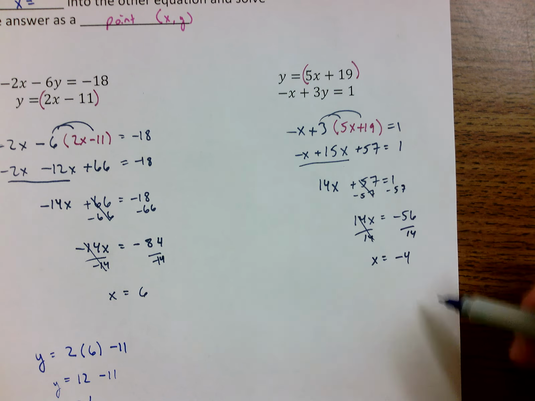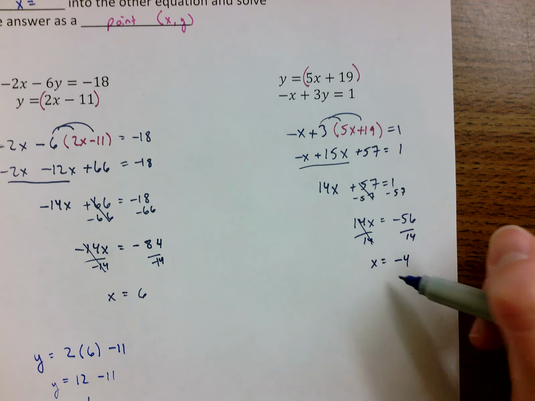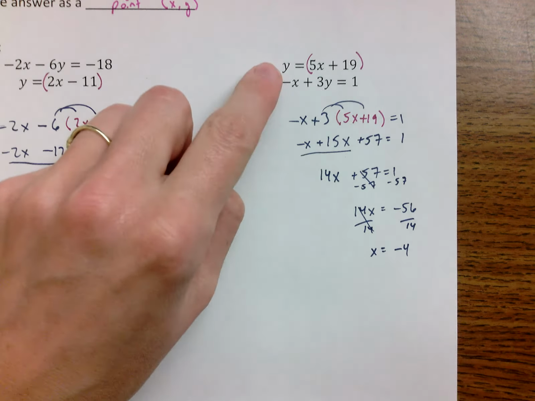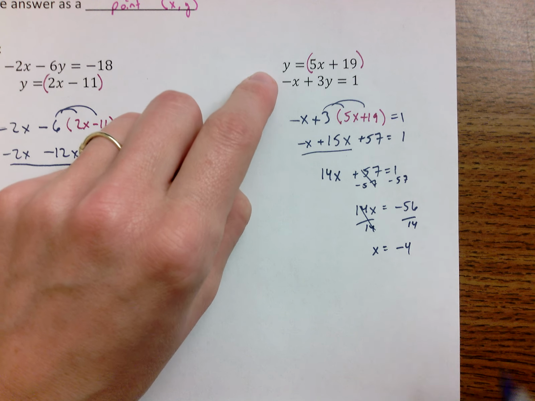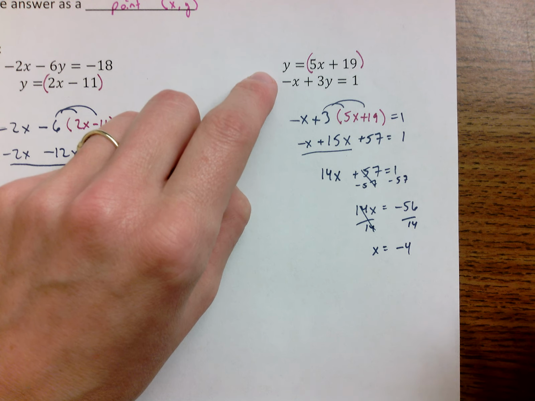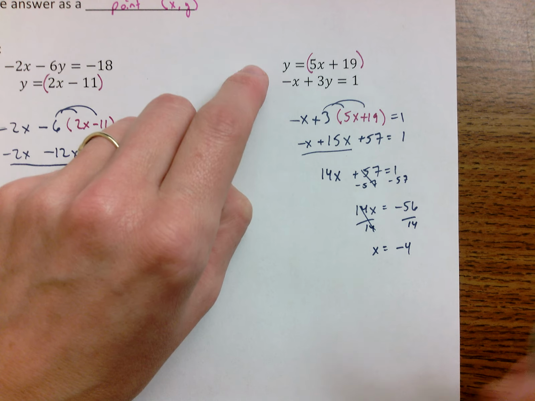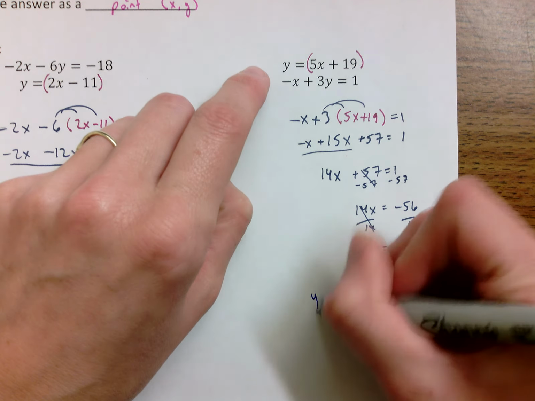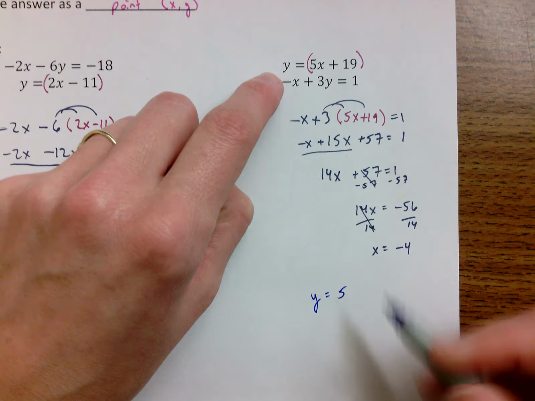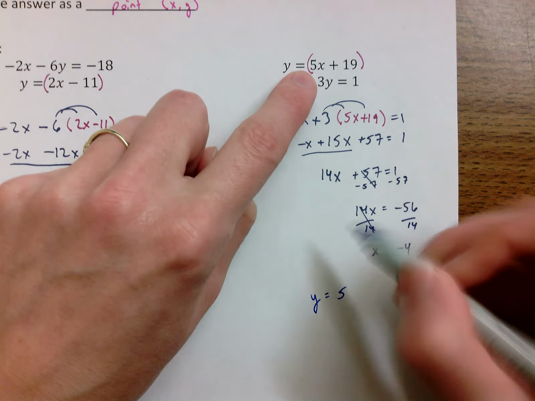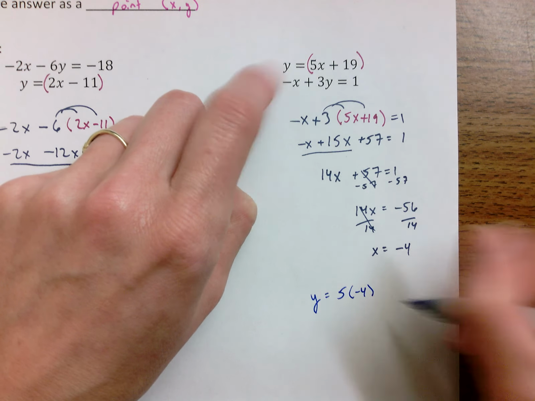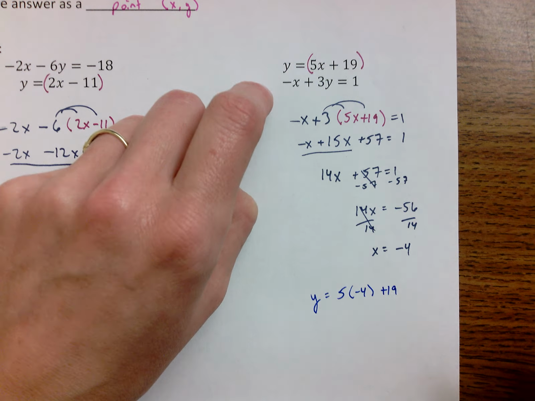Okay, so now that we've got that part, now I know x is negative 4. Now I'm going to plug negative 4 in for x into either equation. And it doesn't matter which one. Pick the one that looks easier to you. Okay, I think the top one looks easier, so that's the one I'm going to use. So the top equation says y equals 5, and then I'm replacing the x with a negative 4 plus 19.